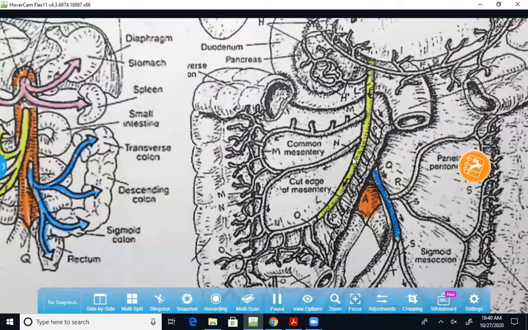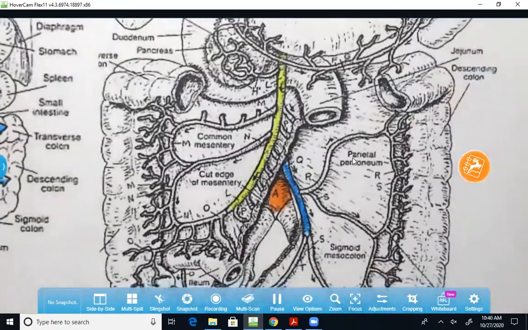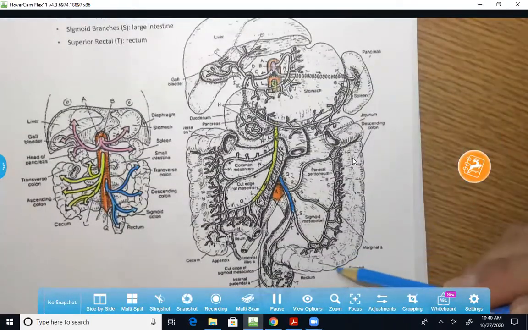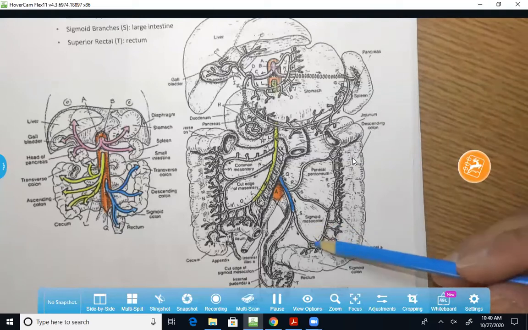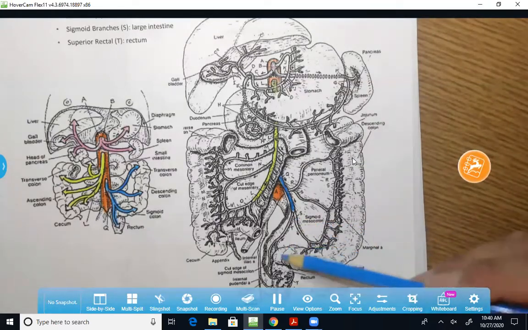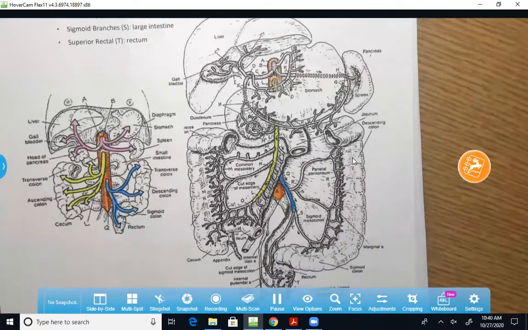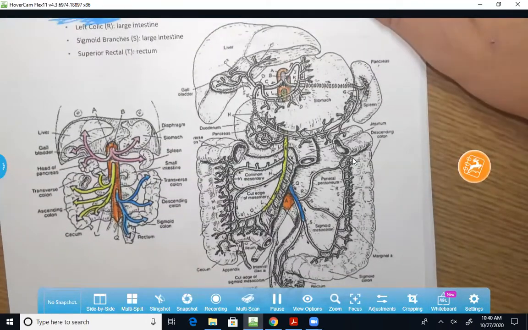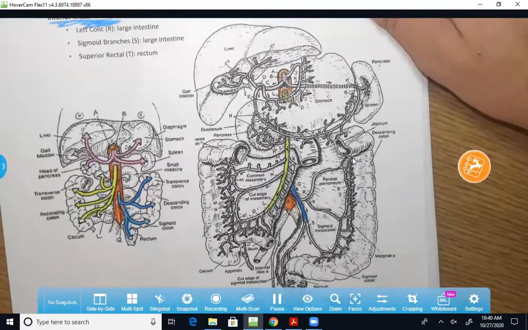So coming off of it is a left colic artery. That's letter R. Letter S is a sigmoid branch. So your sigmoid colon would be that portion that's labeled there. You can see where that's feeding. And then letter T, rectal. This is all your rectum. Hence the name rectal artery. So obviously it could be a lot worse for you. Could be easy on you, I guess.